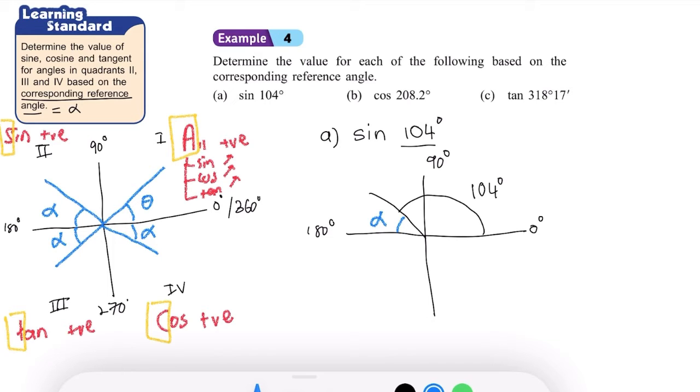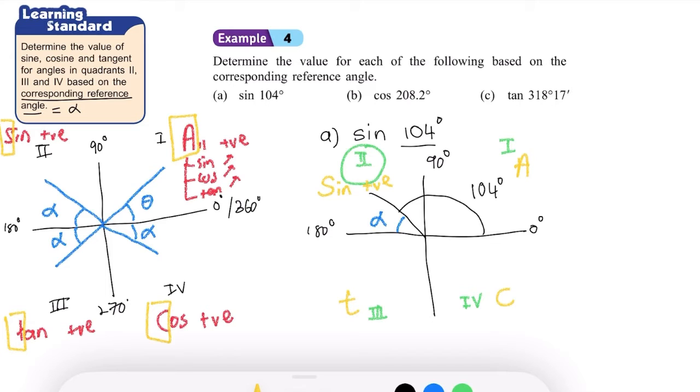The second step is to decide whether the value is going to be negative or positive. First we look at which quadrant our alpha belongs to. So as you can see, here is quadrant 1, here is quadrant 2, here is quadrant 3, and here is quadrant 4. So our alpha belongs to quadrant 2. So in quadrant 2, what values is positive? Add sugar to coffee. Yes, at second quadrant, sine value is positive.